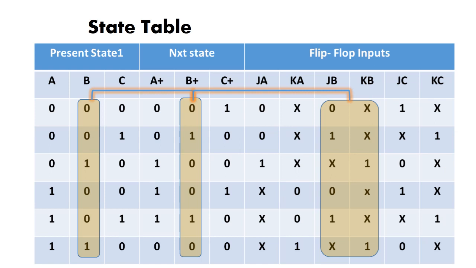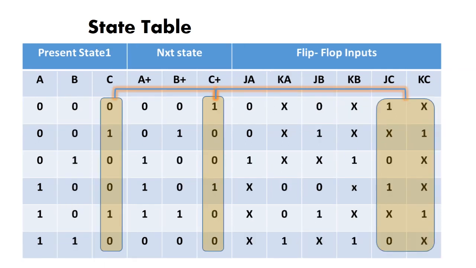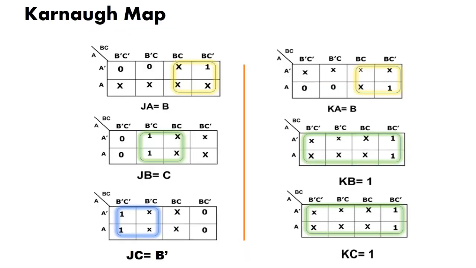Now repeat the same process for the second JK flip-flop, JB and KB, as given in the presentation. Finally, complete the table with the third JK flip-flop, JC and KC. After completing the state table, obtain the Boolean equations for each and every flip-flop input with the help of the Karnaugh map.